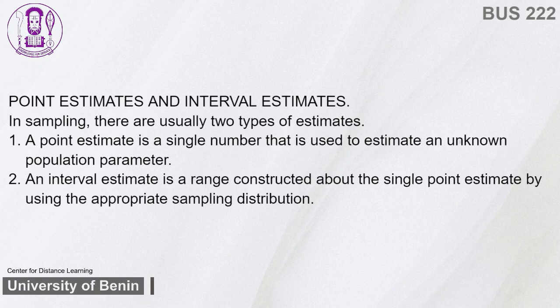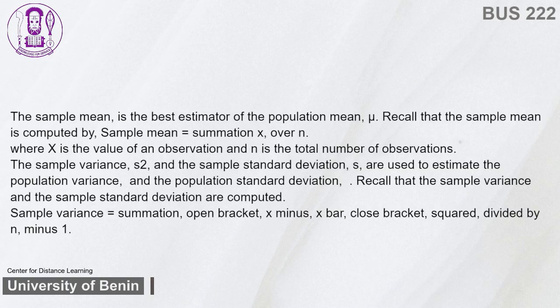In sampling, there are usually two types of estimates. 1. A point estimate is a single number that is used to estimate an unknown population parameter. 2. An interval estimate is a range constructed about the single point estimate by using the appropriate sampling distribution. The sample mean is the best estimator of the population mean, mu. Recall that the sample mean is computed by: sample mean equals summation x over n, where x is the value of an observation and n is the total number of observations.